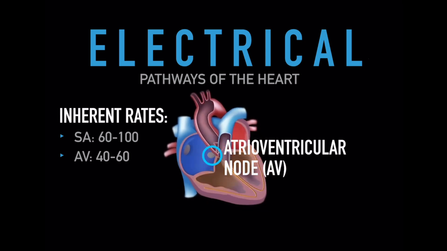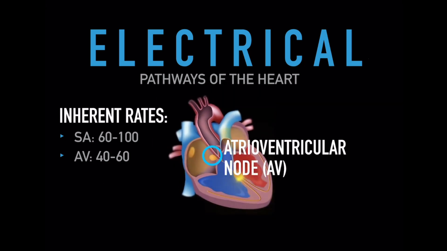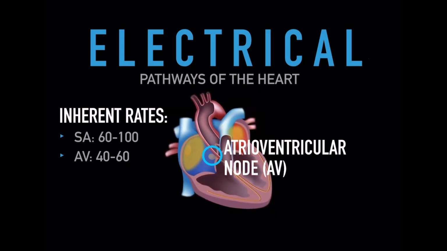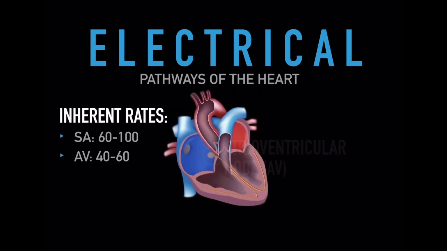Here, the electricity is slowed down at the AV junction in order to allow the blood from the atrium to pour into the ventricles. The AV node can also take over the task of pacemaking in the case the SA node is damaged and fails to discharge. The AV junction channels the electricity through the middle of the heart and into the bundle branches.